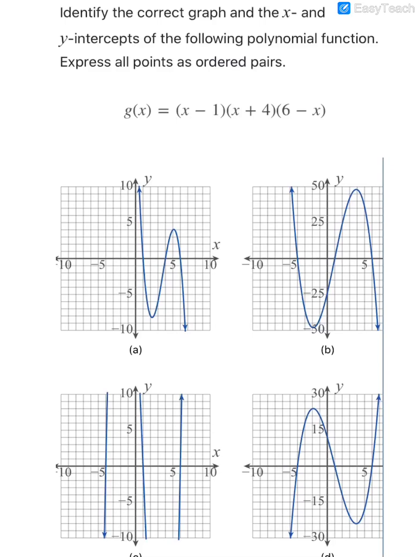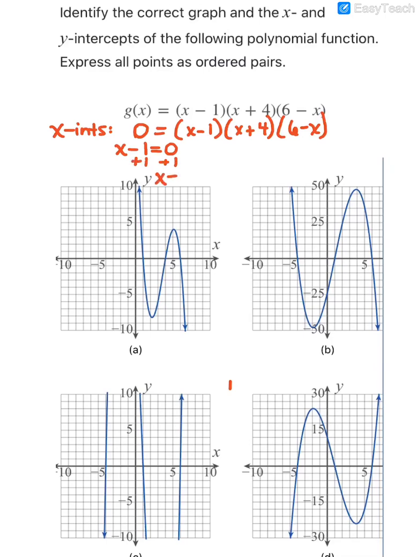So again, I'm going to start with my x-intercepts, which means I let the y be 0, so g of x is my y again. And like I said, luckily for me, they already have it in a factored form. So that means all I have to do at this point is set each factor equal to 0 and solve it. So if x minus 1 is equal to 0, I add 1 to both sides. I have an x-intercept of 1. So as an ordered pair, that would be (1, 0).